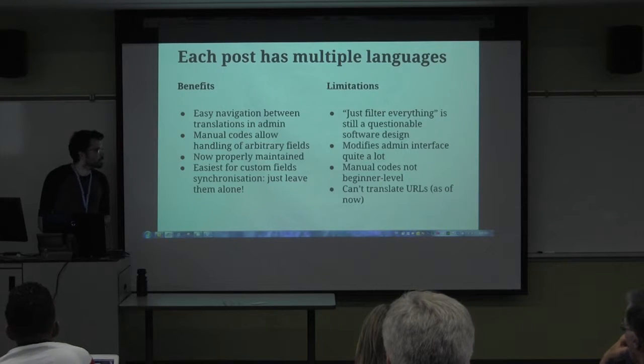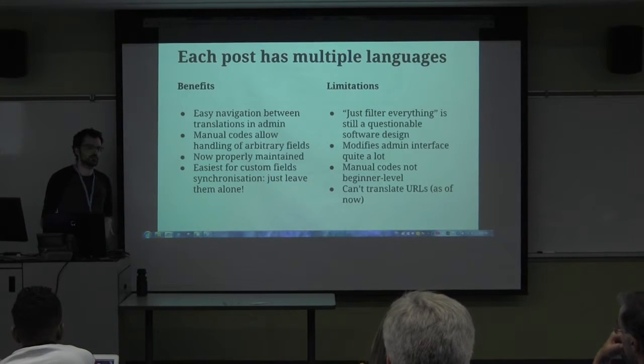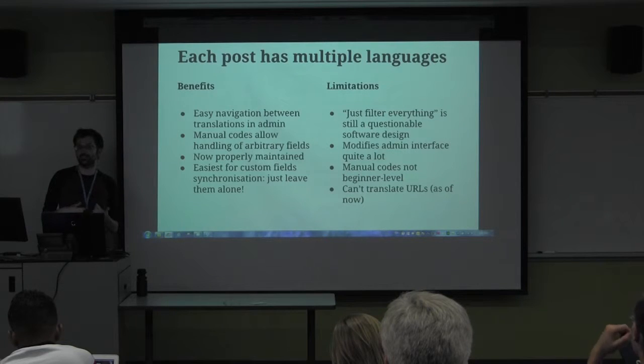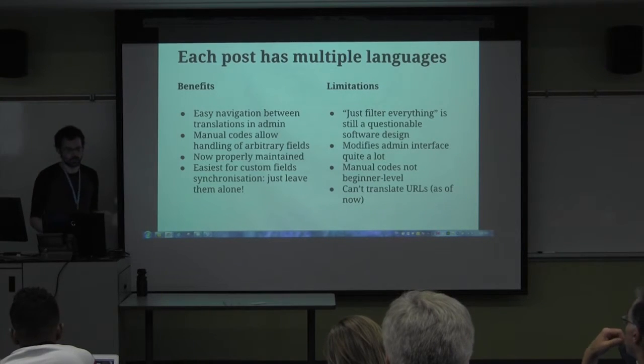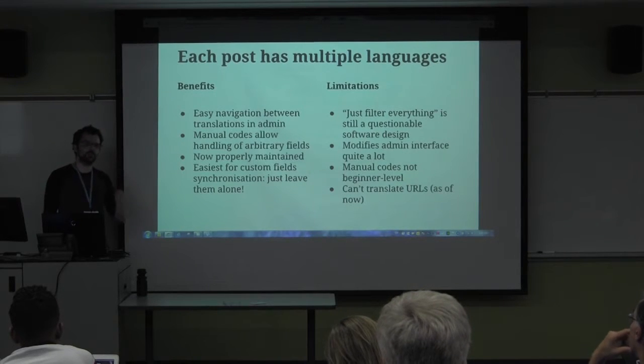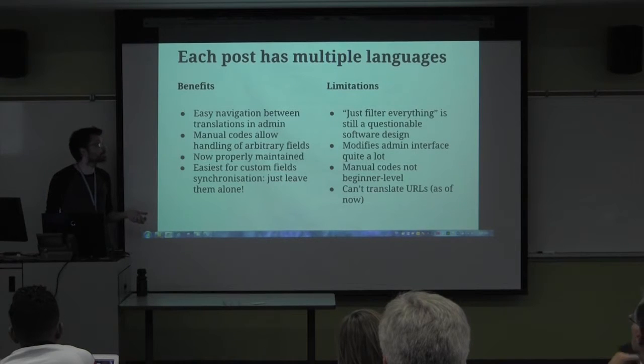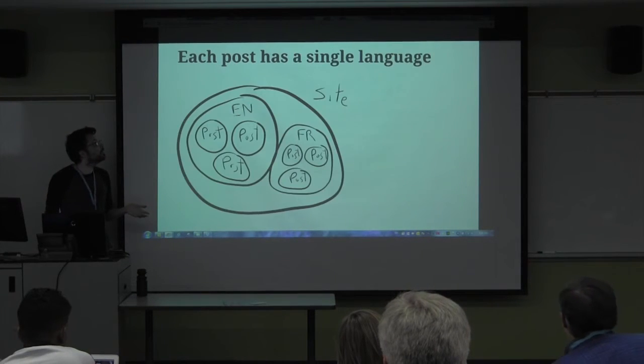And as of now, with Qtranslate X, you can't translate URLs. So even if you translate, for example, the name of a category, the slug of the category will stay in the original language. It's something that is on their priority list, and it was fixed in a previous version, but it doesn't work for them now. But it will surely work anytime soon, but not now.